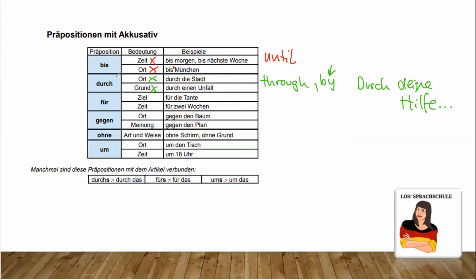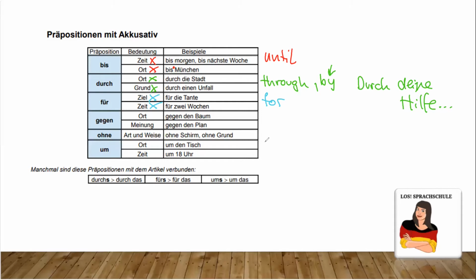Next one. Für. Für is for. We use it for many, many things. We have it firstly, the easy one, also time related. Für 2 Wochen, for 2 weeks. Für eine Stunde, for 1 hour, and so on. And then we have also the goal or the receiver, I would also say. Here we have für die Tante, for the aunt. In my explanation, it would be a receiver of something.